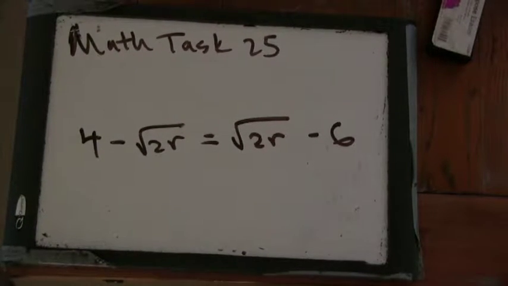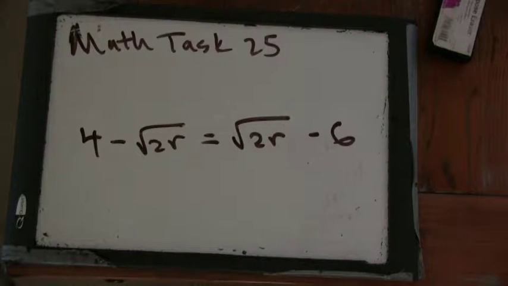Math Test number 25. So, you picked an interesting looking problem here. 4 minus the square root of 2r equals the square root of 2r minus 6. Okay. What made you pick this problem? It seems interesting. There's a lot of like terms.